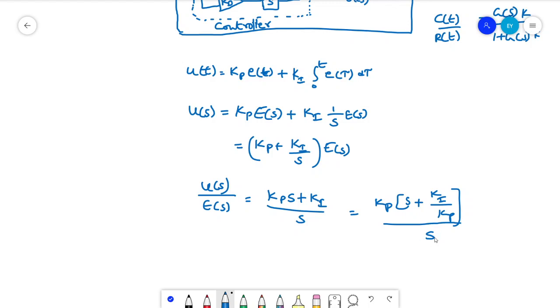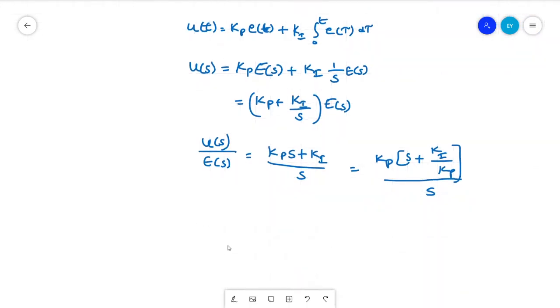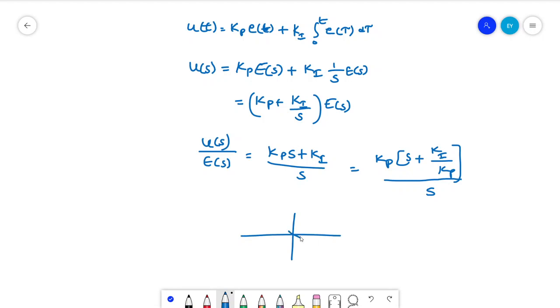the denominator that is near the origin, and there is a 0 which is at a distance of ki by kp. If you represent that transfer function in the S-plane, how it looks is you have a pole at origin, with imaginary and real axes, and there is a 0 which is on the left half of the S-plane, at a distance of minus ki by kp.